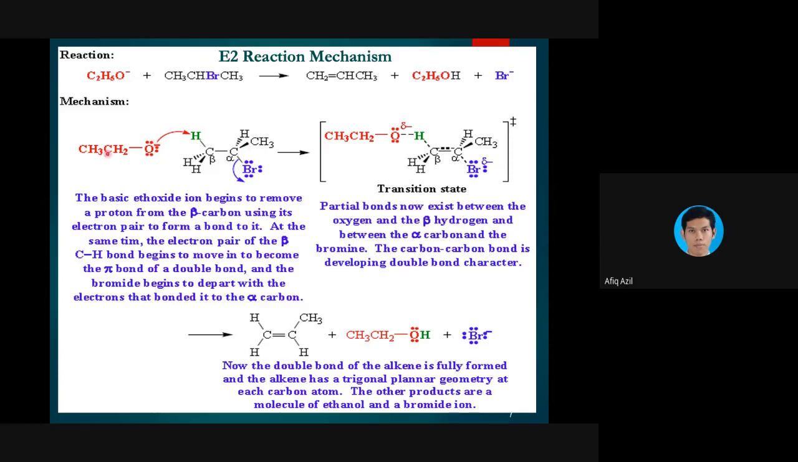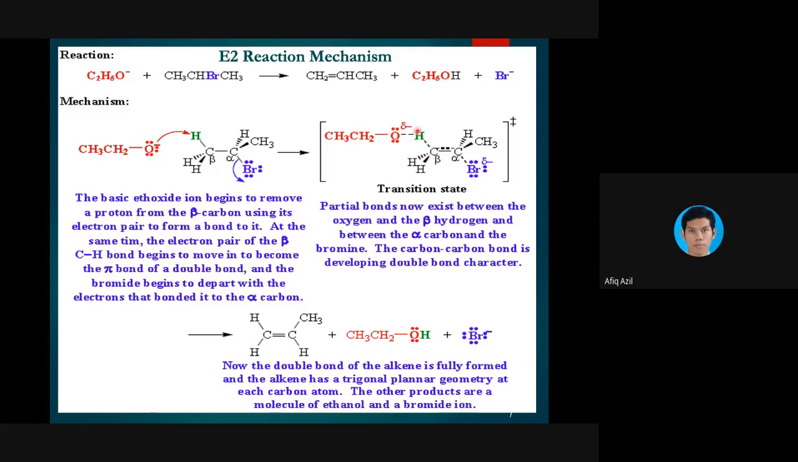So the halogen will try to remove itself, eliminate itself from this carbon. The transition state obtained has the base forming a partial bond with the hydrogen, the carbon forming a partial bond with the halogen, and the carbon also starting to form another bond, which is the pi bond. Next, the ethoxide ion and the hydrogen will be completely removed.